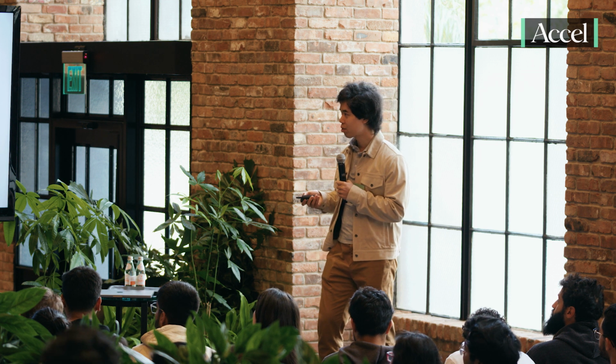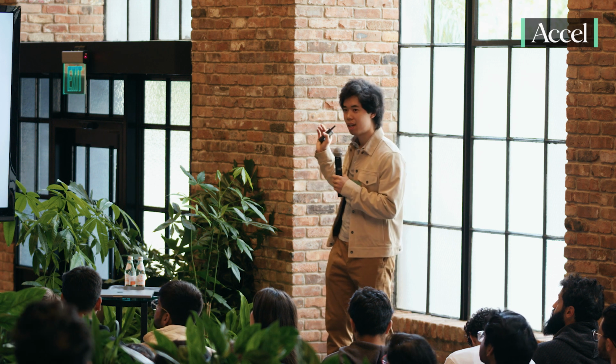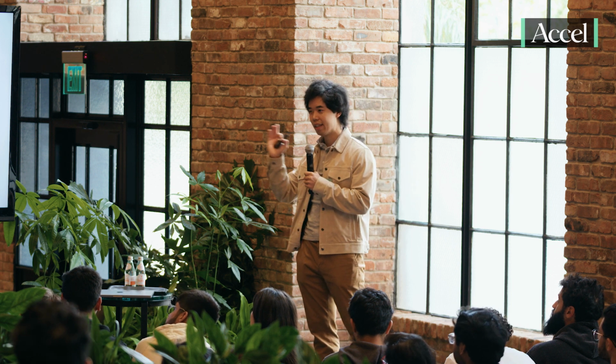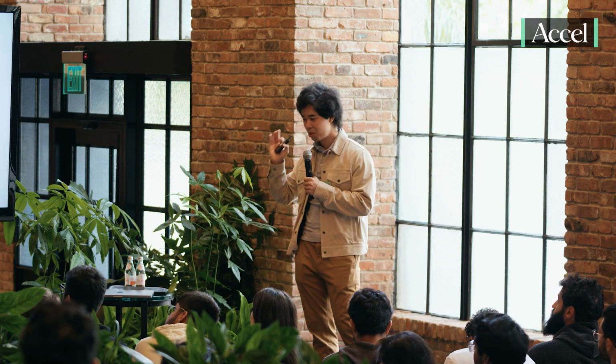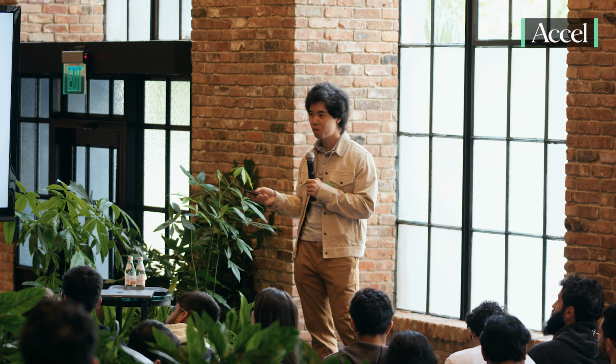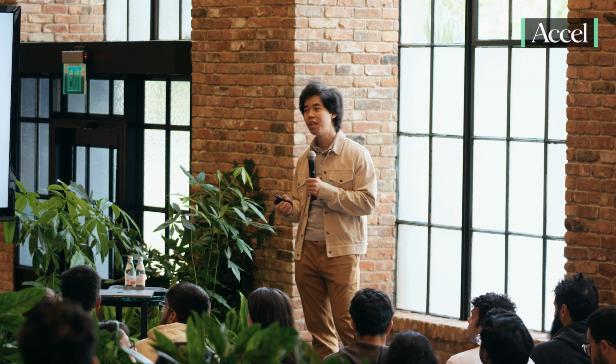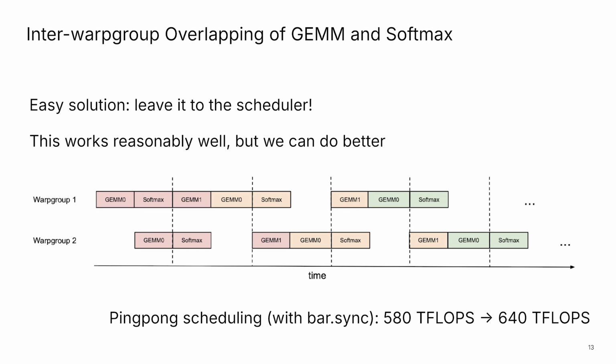Okay, so how do we actually do it? One easy way is just do nothing, and then the hardware and the software will take care of some of this for you. So there's a thing called the warp scheduler: if one warp is stalled by something, it can switch to another warp and execute some other instruction. So this is an easy solution. It works okay, but you can do a little bit better.